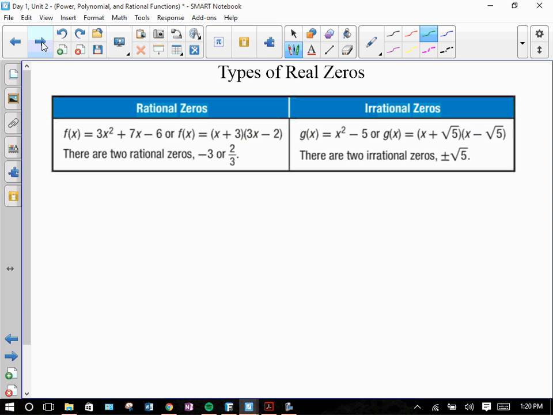Another thing I do want you to notice. One way we can find the zeros is by factoring, and solving for x. That's a common way to find the zeros. Another way is to use the quadratic formula.